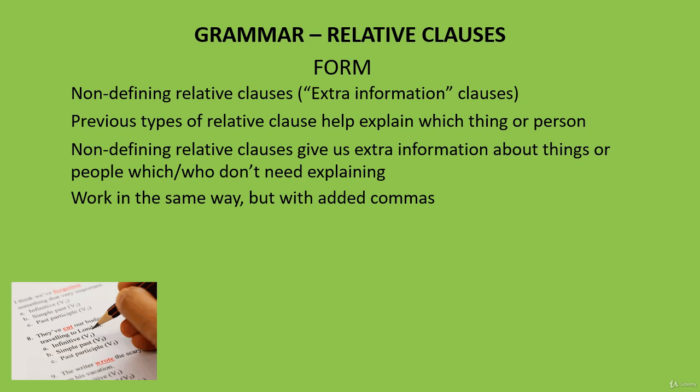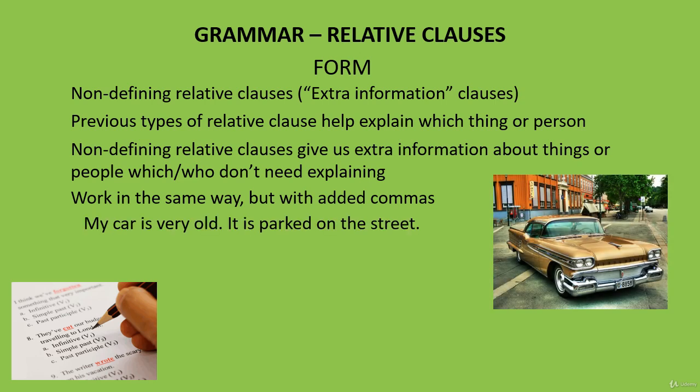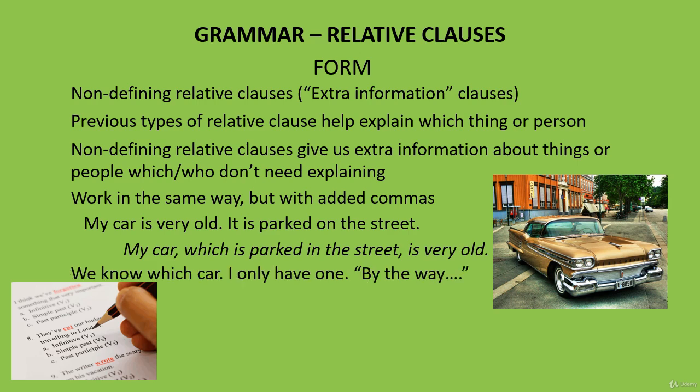Let's look at some examples. My car is very old. It is parked on the street. Here is the sentence with the relative clause. My car, comma, which is parked in the street, comma, is very old. We know which car, because I only have one. As it is a non-defining relative clause, we have commas before and after the clause. We don't need to say which car, because we know which car.